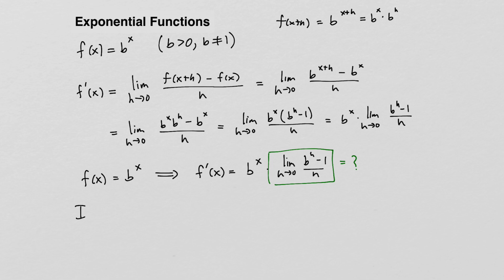So I'm going to write down, if b is equal to the number e, which, if you recall, e is a number 2.71828, etc. If b is that number, then the limit as h goes to 0 of e to the h minus 1 divided by h is equal to 1. So if b is the number e, this limit is 1.